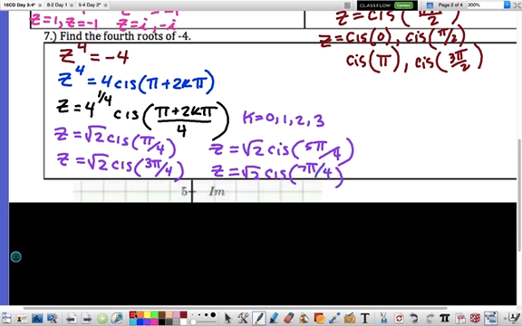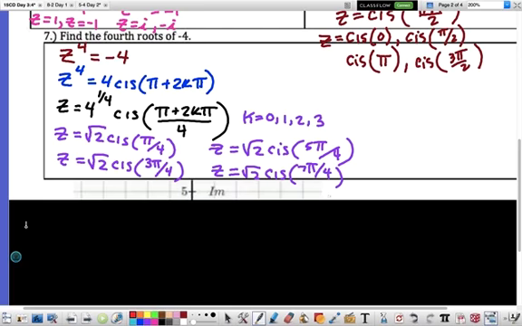Okay. It did ask us to find the fourth roots of it. We found them, but maybe also for just some extra practice, let's convert them to different forms. Right? Let's convert them.